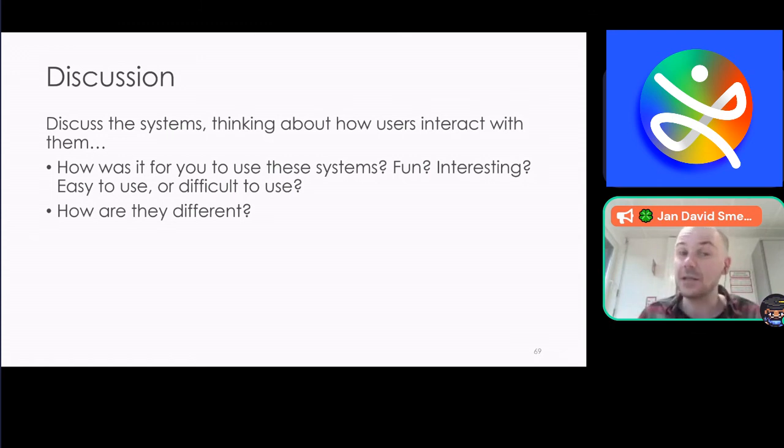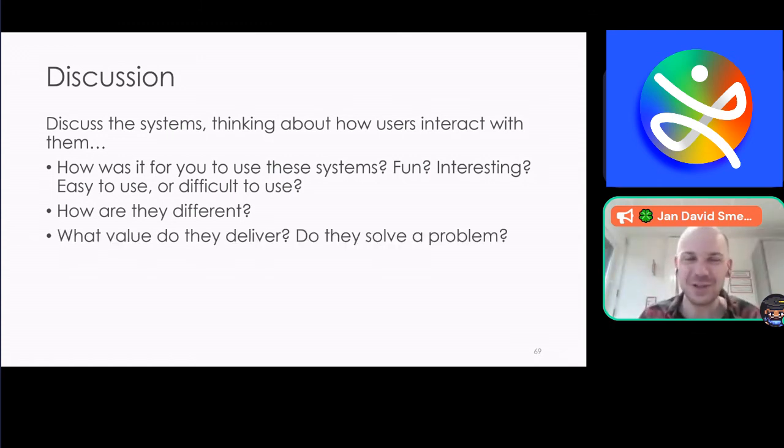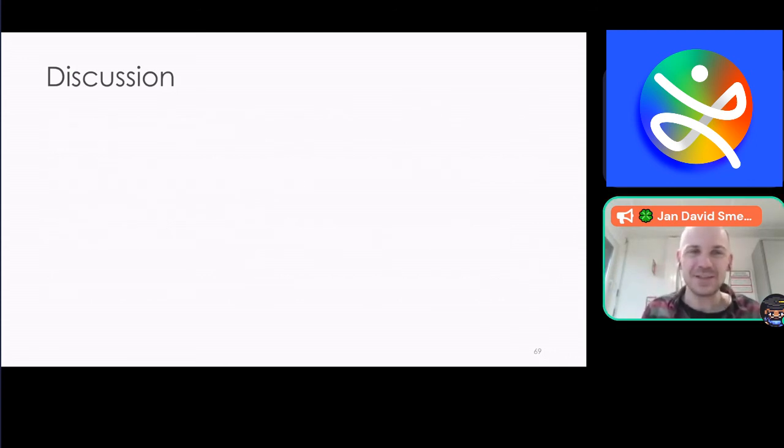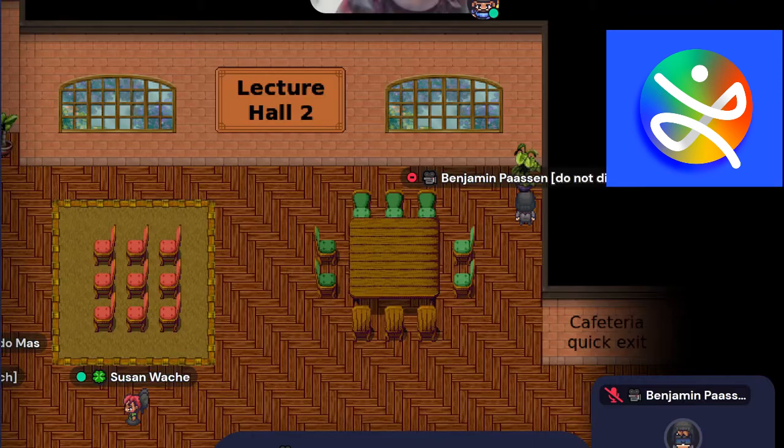Likewise, how are they different if you manage to look at 2 or 3 of them? And what value do they deliver? Do they solve a problem? And also, who are they good for? And maybe for fun, to try and make some links, just to toss that in. Are they somehow flexible, or do they offer flexibility? So these are the questions, and these are the systems.